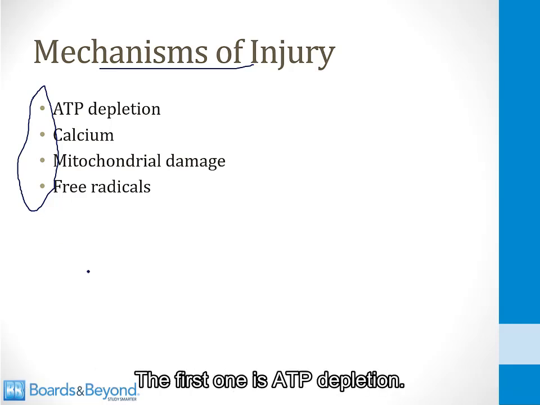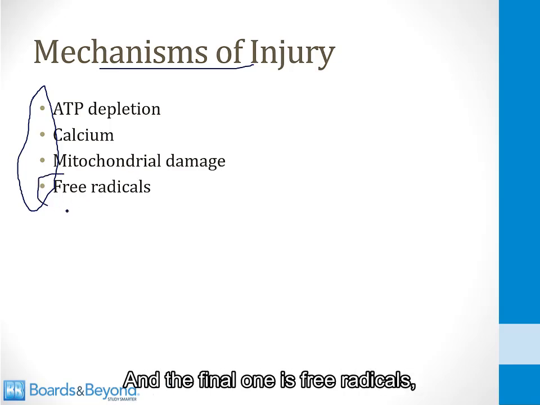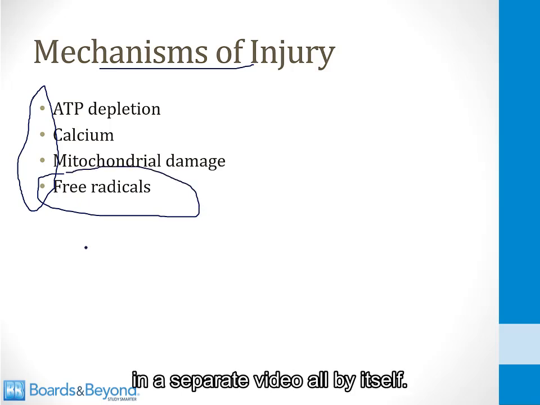The first one is ATP depletion. The second one is calcium. The third one is mitochondrial damage, and the final one is free radicals, which I'm going to talk about in a separate video all by itself.